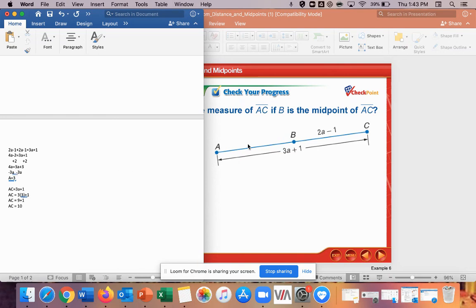But we're not trying to find A. We're trying to find AC, right? So AC equals 3A plus 1. All right, so 3 times A plus 1 is the same thing as 3 times 3 plus 1. 3 times 3 is 9, so 9 plus 1. And therefore, 9 plus 1 is 10. So AC must equal 10.